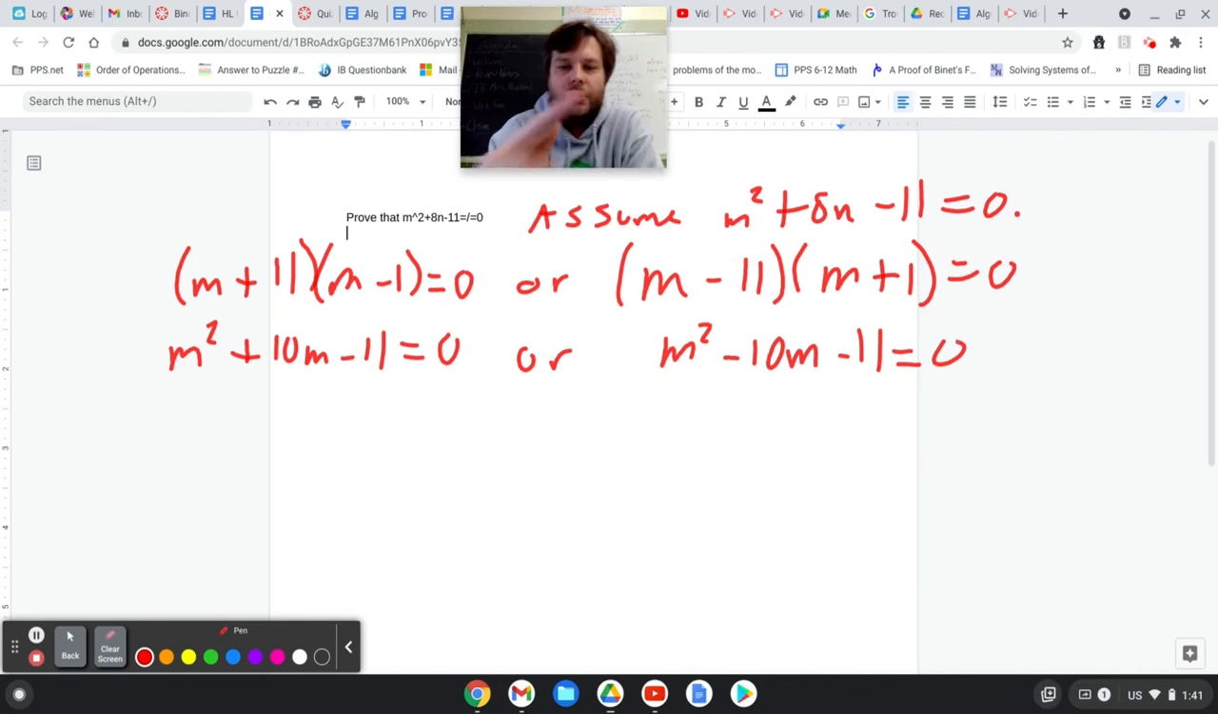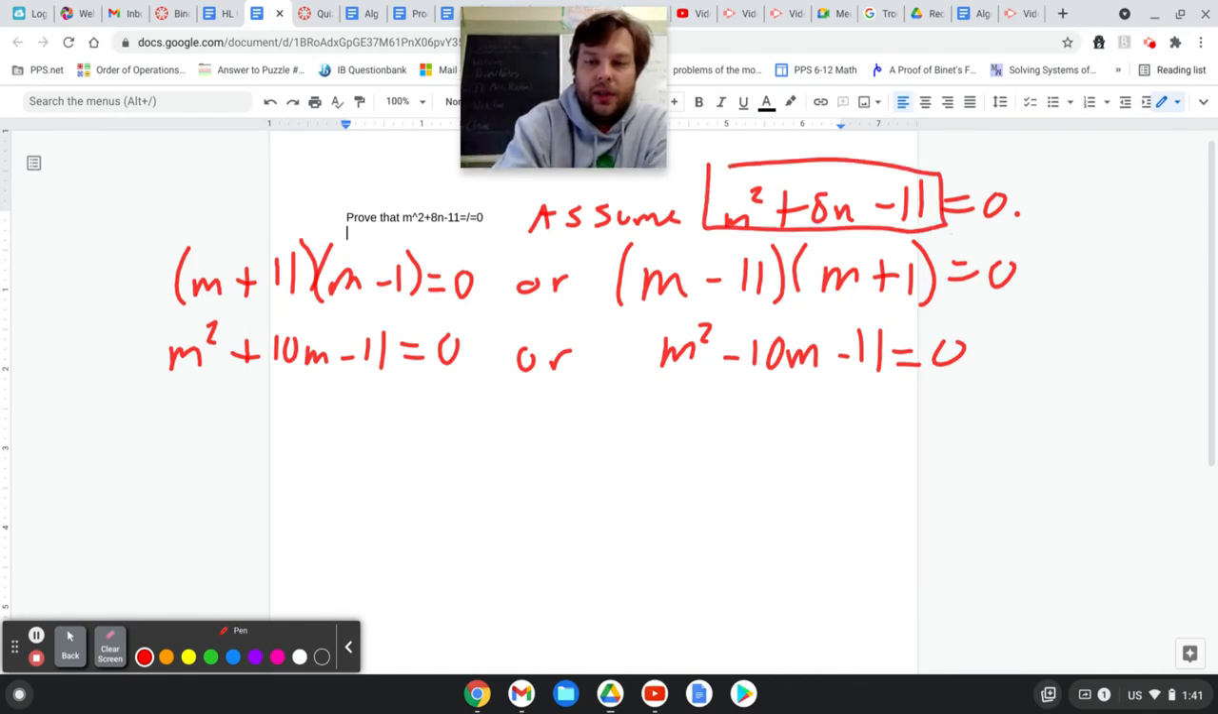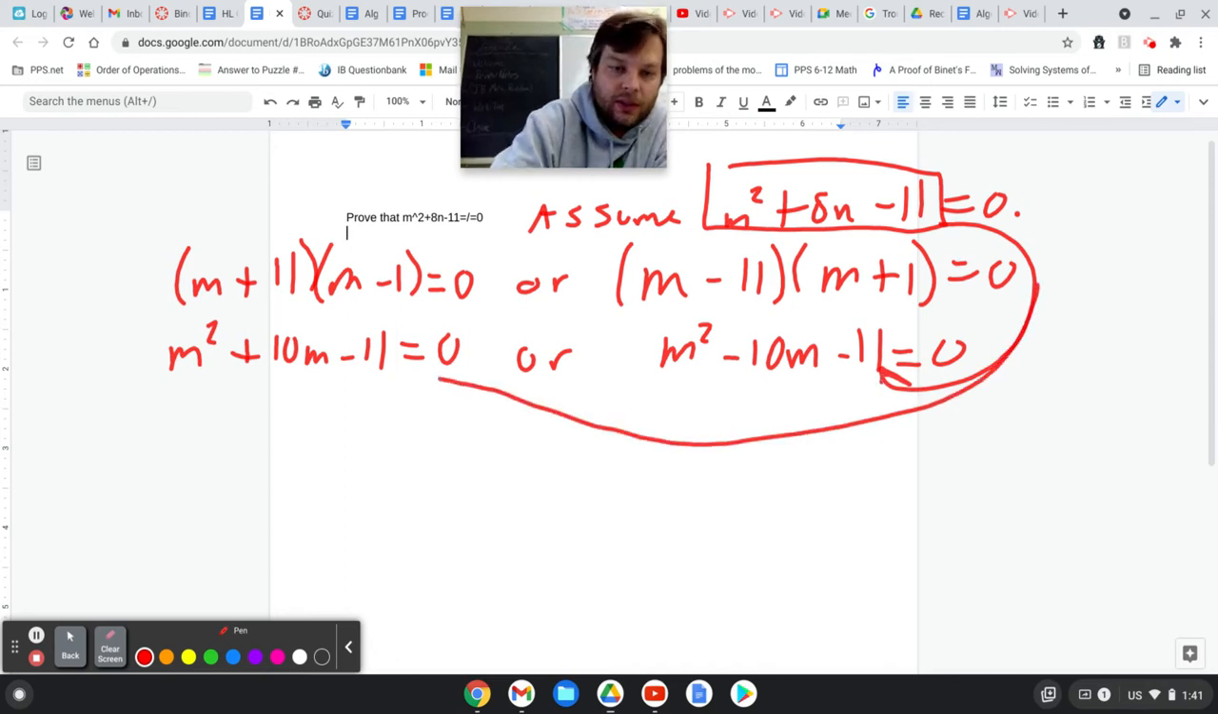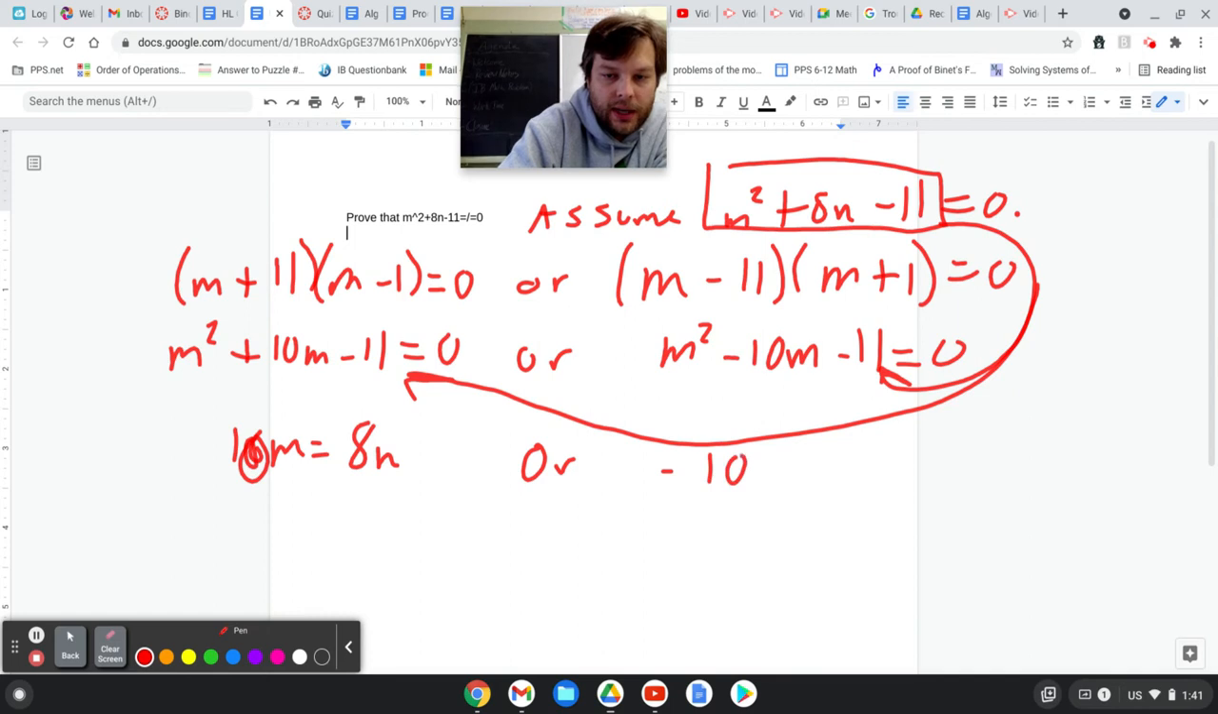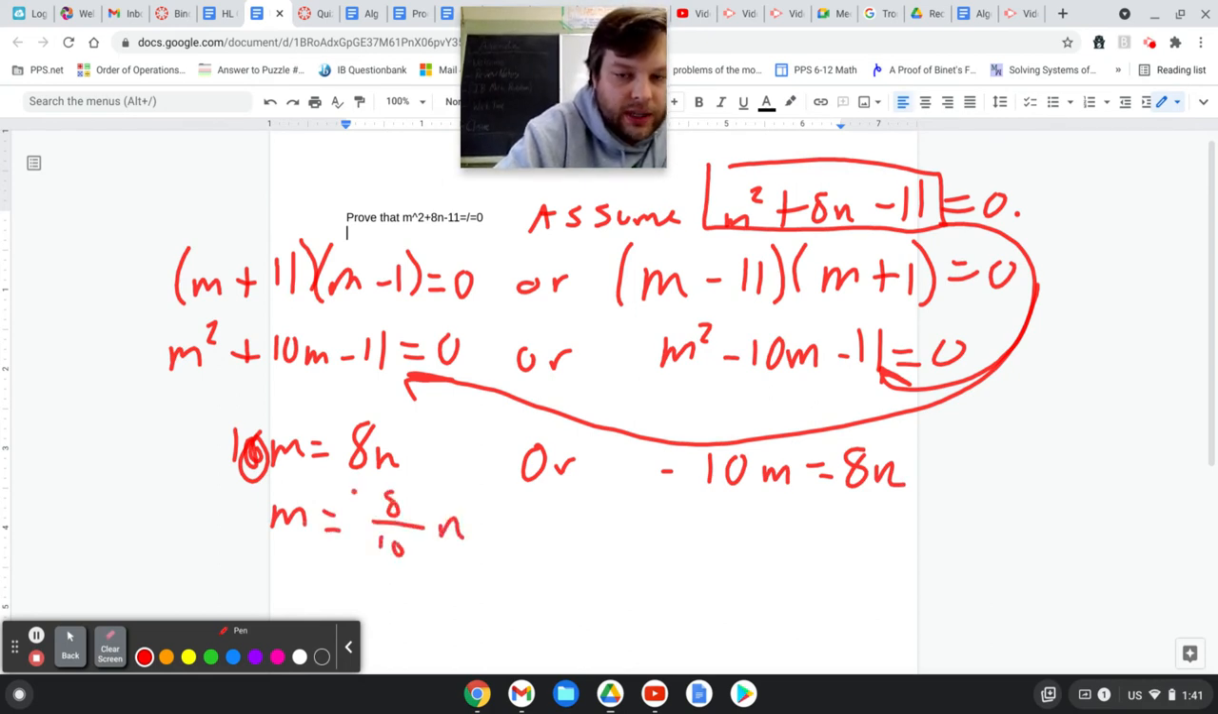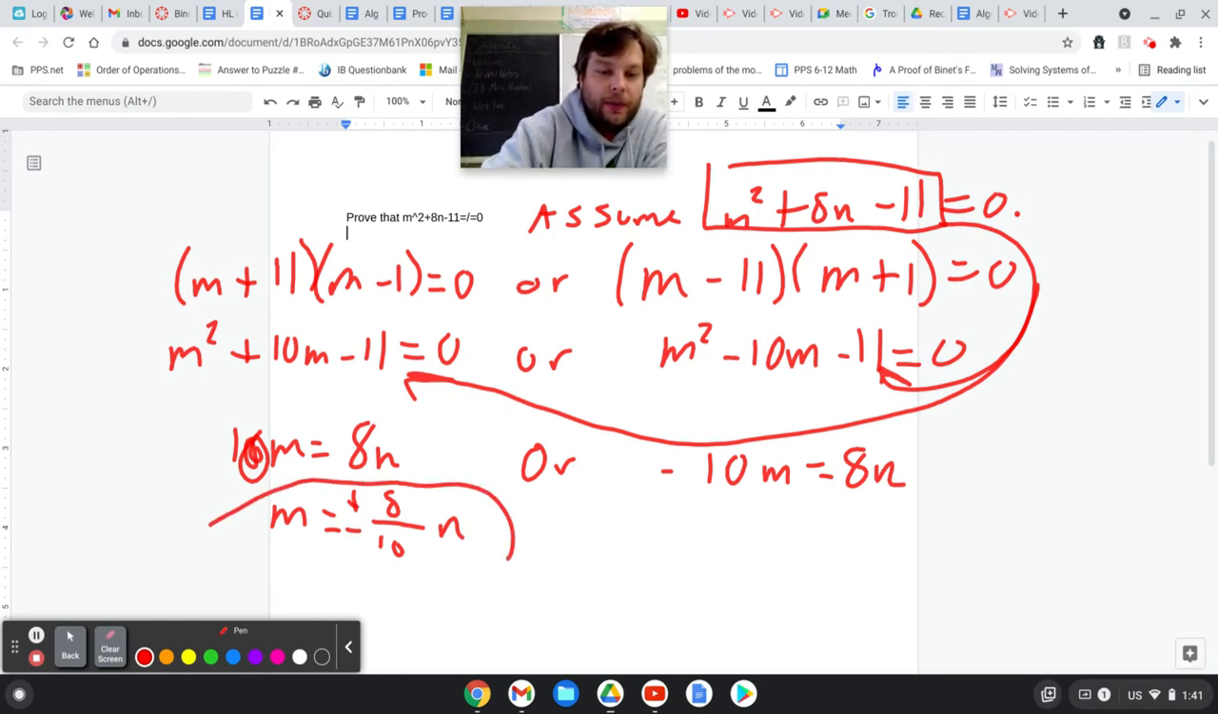And if what we're trying to do is prove that this equals 0, we know that that piece can equal to this, or it can equal to this. In either case, what you end up with is a substitution. 10m equals 8n, or negative 10m is equal to 8n. And so you either get m equals 8 over 10n or negative 8 over 10n. And so we can just write plus or minus right here.